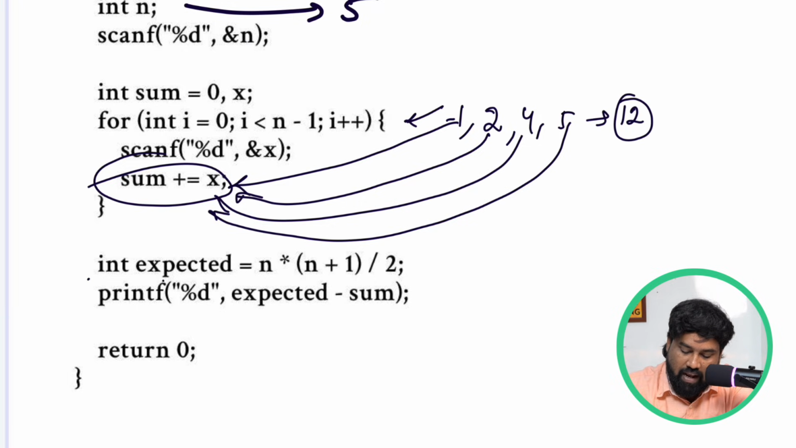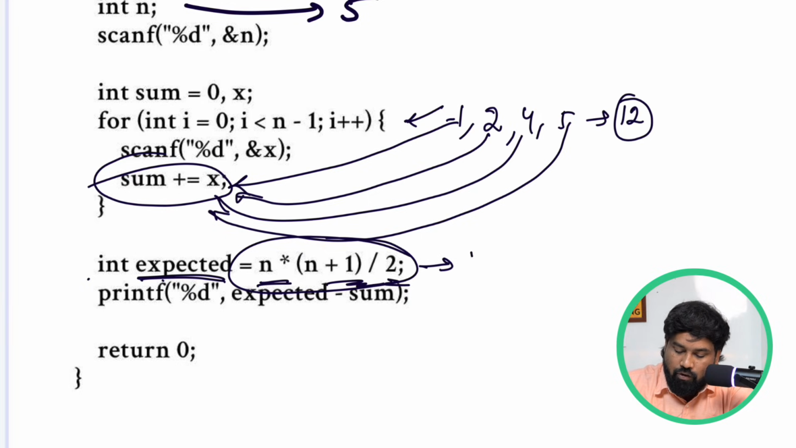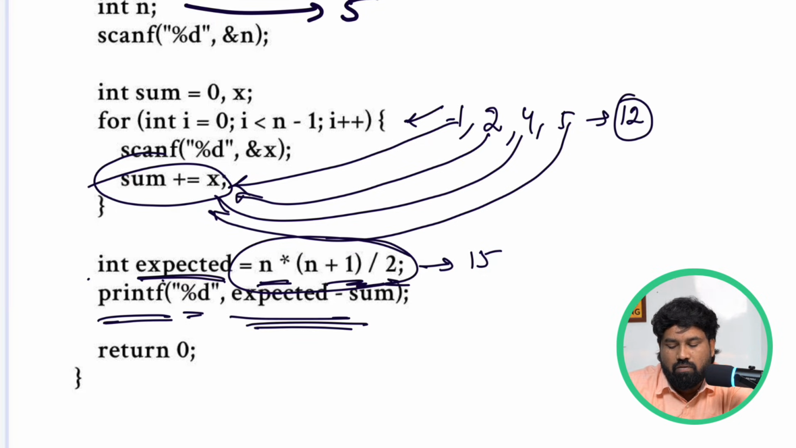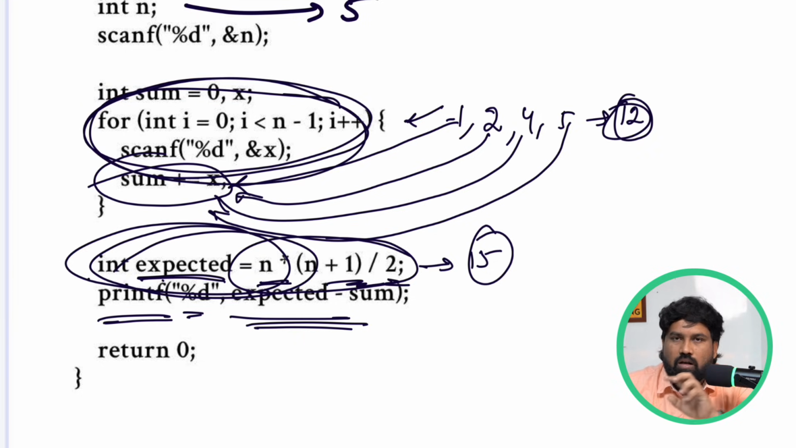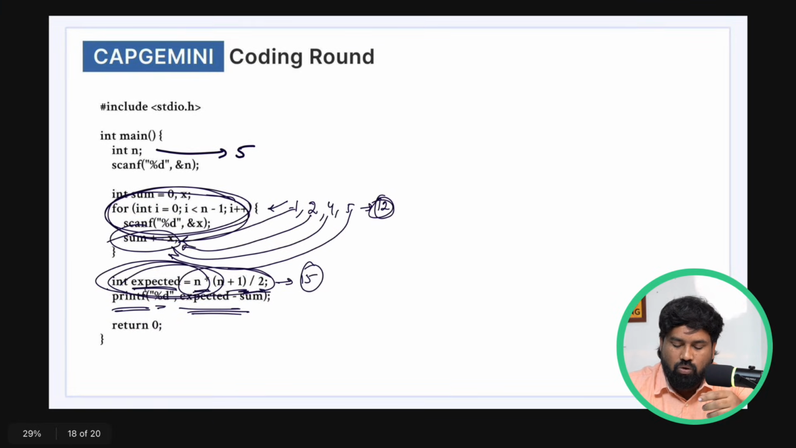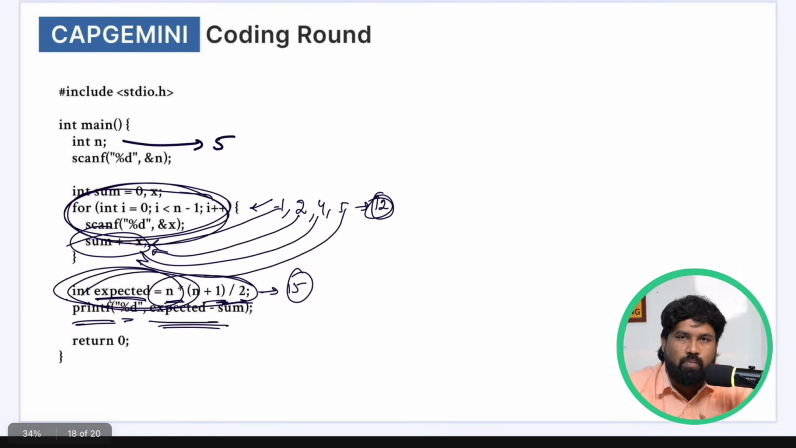Now int expected, expected is nothing but n into n plus 1 by 2 is the answer, right? So simply it will give you 15 as the answer. Why? Because 5 into 6 by 2 is nothing but 5 into 3, which is nothing but 15. And the output printf is equal to percentage d expected minus sum, which is nothing but 15 minus 12. Always the sum will be less and expected will be more, then you will get the missing number. So this is how you need to do the problems in a good manner, guys.